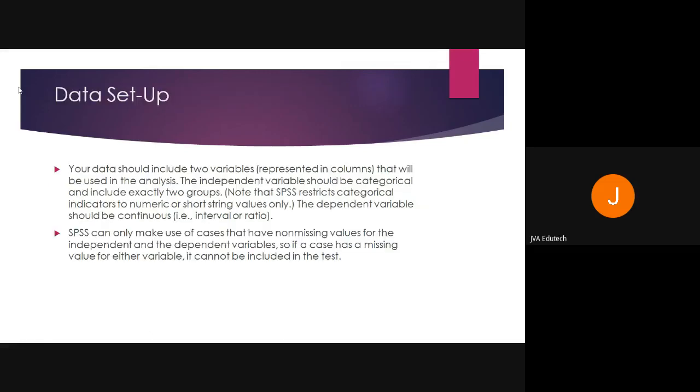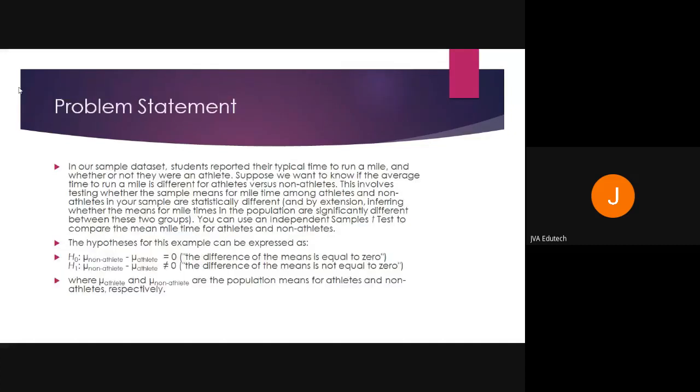So this is the data setup, no missing values, no outliers. Now this is our case problem statement. If you see our sample data set, we have a group of students who have reported their typical time to run 1 mile distance. And these students have been divided into two groups, athletes and non-athletes. So a characteristic of an athlete is different from a non-athlete.